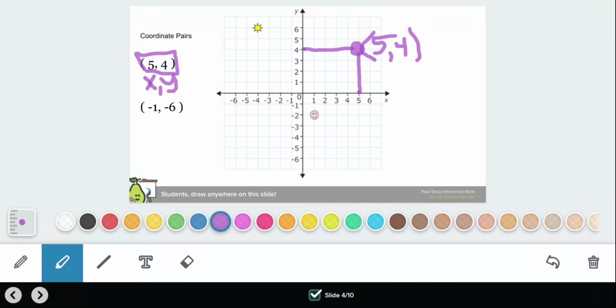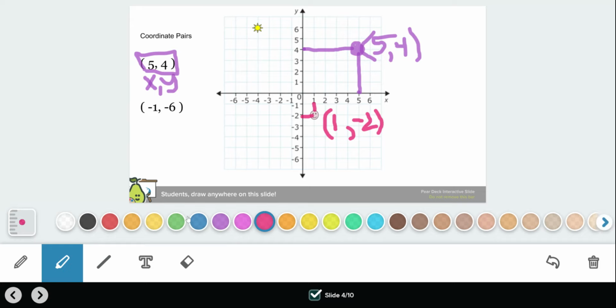So then let's look at this smiley face down here. Make it in pink. First, we're going to do the x. So we got to go up to the x, and we see we have 1. So we're going to write 1, comma. And then we need the y value. We go over to the y and see the y is -2. So we're going to write -2. So our coordinate pair is 1, comma, -2.